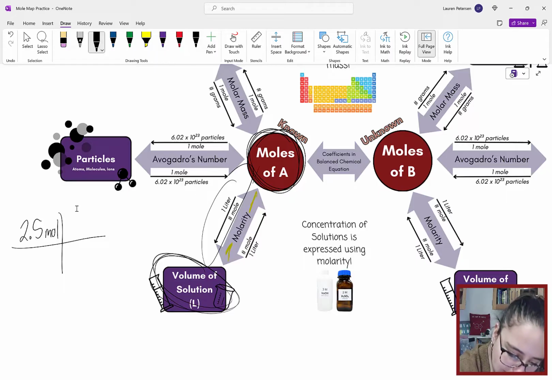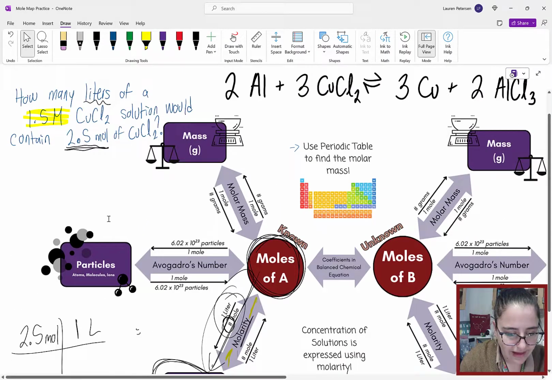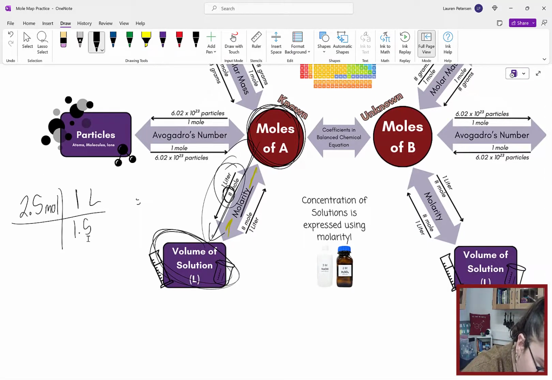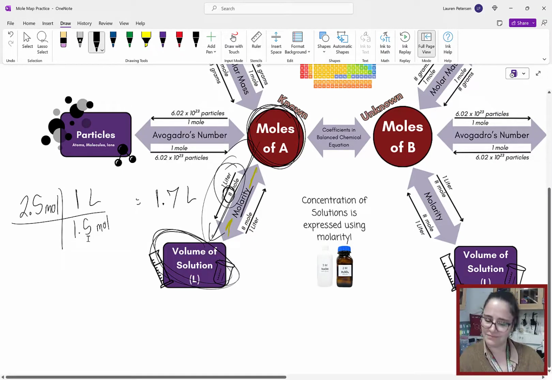And then if I'm going in this direction, I want to get to volume. The conversion is 1 liter over the number of moles, where that number is the molarity. And the molarity they gave us was 1.5 molar, 1.5 moles per liter. So then I got 2.5 divided by 1.5, which gives us 1.66666. So we would need 1.67 liters, or we'll go with 1.7 liters: 2 digits in my known, 2 digits in my unknown.